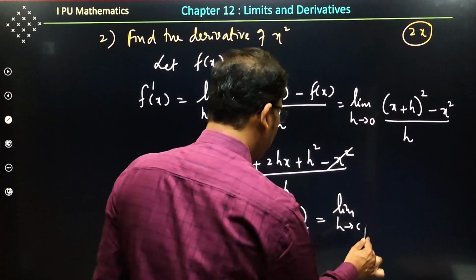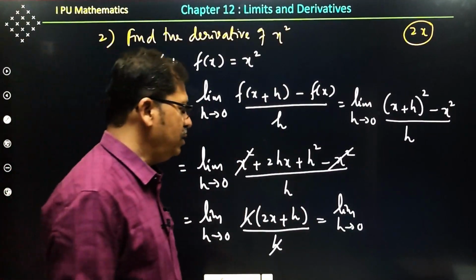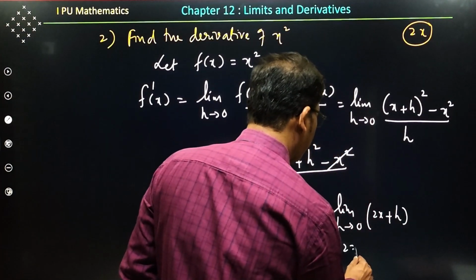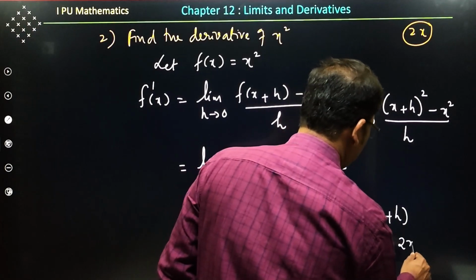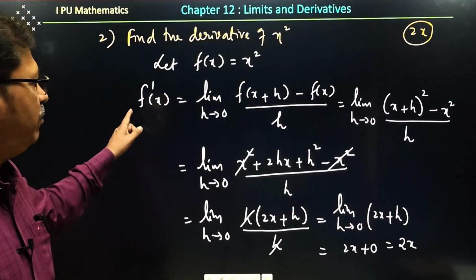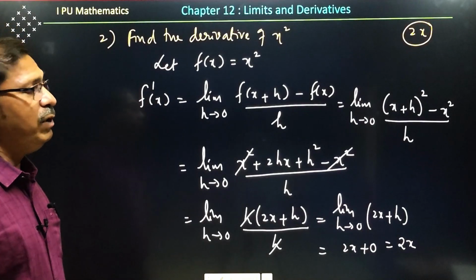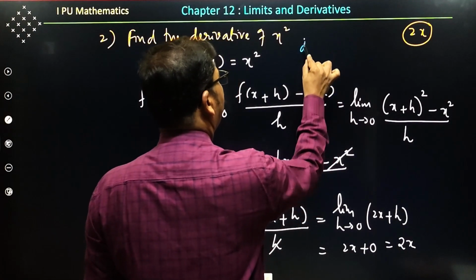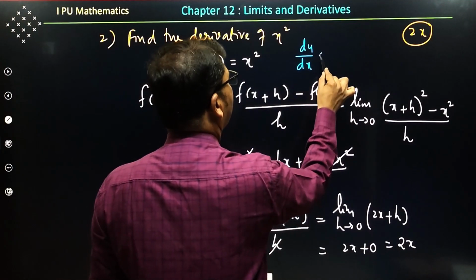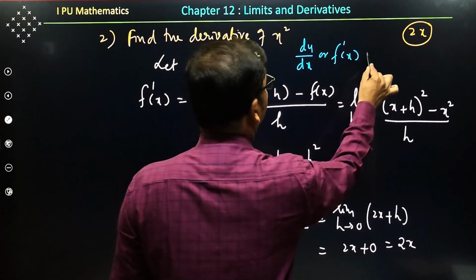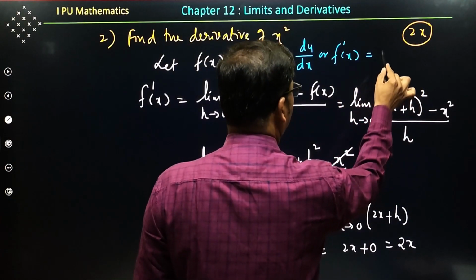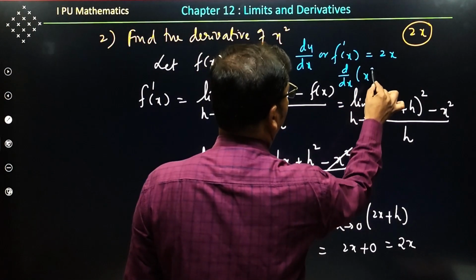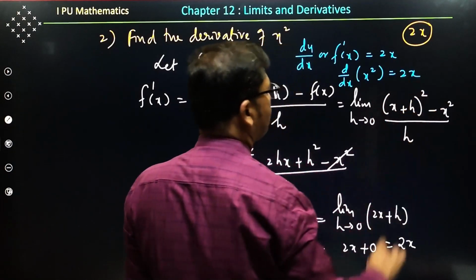So what remains finally? Limit h tends to 0, 2x plus h remains here. h tends to 0. Put that 0 here, 2x plus 0. So its answer is 2x only. f dash of x is equal to 2x. Therefore, my conclusion is dy by dx is equal to, or f dash of x is equal to 2x. It means derivative of x square, dy by dx of x square is equal to 2x. This is the answer.